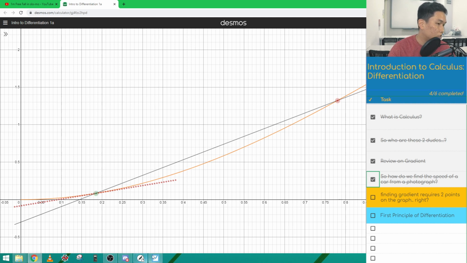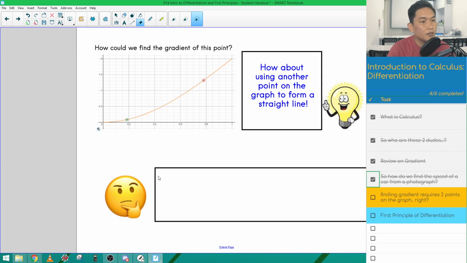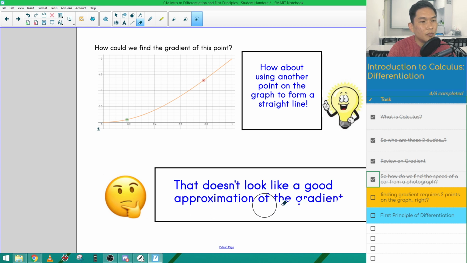So let's go back to the notes, right? And let's write this down. Hey, you know what? This is not a good approximation of the gradient that we want. I want the speed of the apple at this point. So that's why I need the gradient at this point. But if I draw a straight line through, oops, sorry, that's a very bad straight line. You would think that drawing straight lines is easy, but it's a bit tougher than I thought. But this is not a good approximation of the gradient at this point, right? No good at all. Then what do we do?